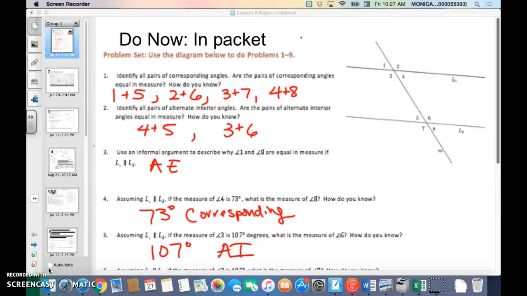All right, so guys, we're in lesson 6. This is page, I don't know, 23 in your packet. But your do now for today was to check over your answers from yesterday's work. This would be on page 21.